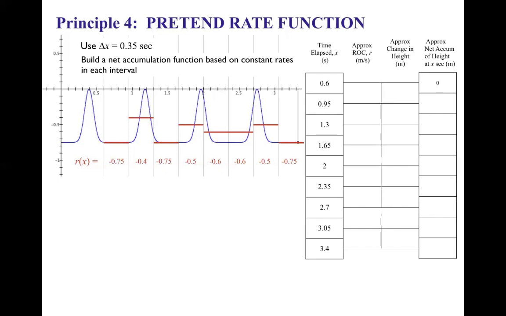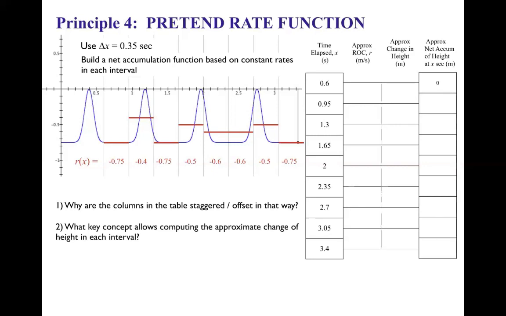Okay, so now we're going to make this table. And in this table, you see we have the time elapsed at the beginning of each of these intervals. So 0.6, 0.95, 1.3, etc. So these are intervals of 0.35 seconds. And we want to build towards accumulation here. We know how fast it's changing. That's our rate function. We want to know how much of it we have. So we're trying to get accumulation from this rate function. All right. So our approximate rates are the ones that we just did.